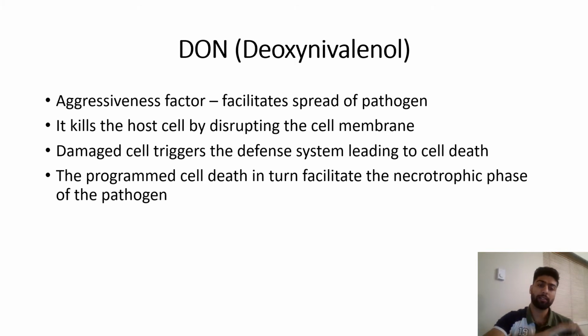Now, this fungus has two modes of nutrition. The first is biotrophic, like I explained, when DON invades the cell and kills the cell. It's biotrophic because it's feeding on the living organism. But when something like this happens, of course, the plant also has something to defend itself, right? So when the defense system is activated, it leads to programmed cell death. This programmed cell death again facilitates another mode of nutrition of the fungus, which is the necrotrophic phase. So it's again a problem.